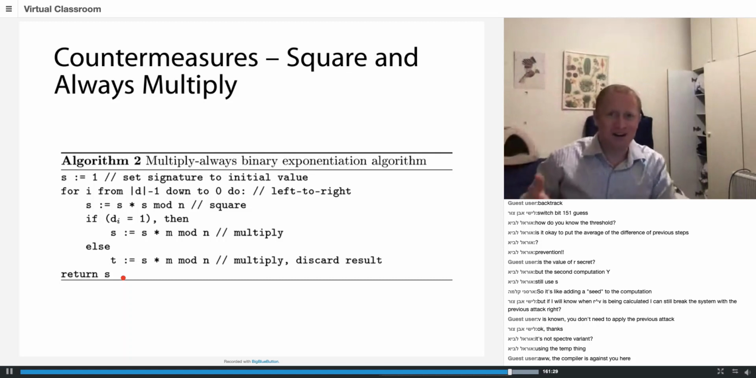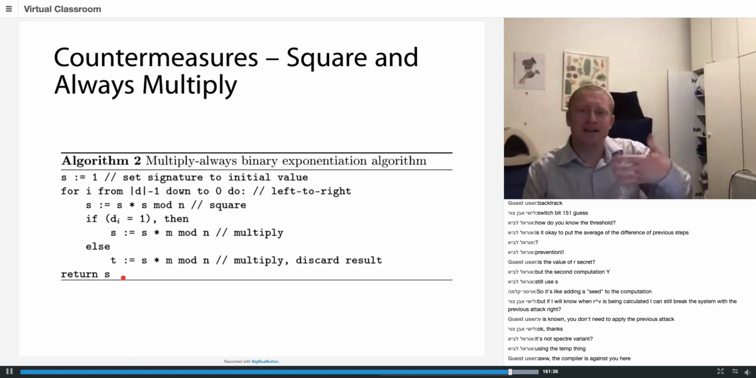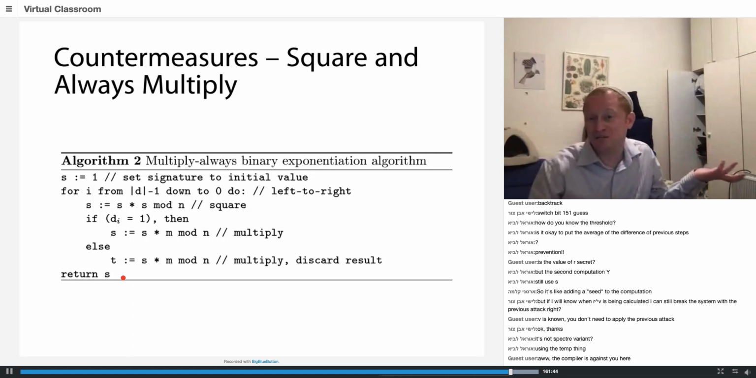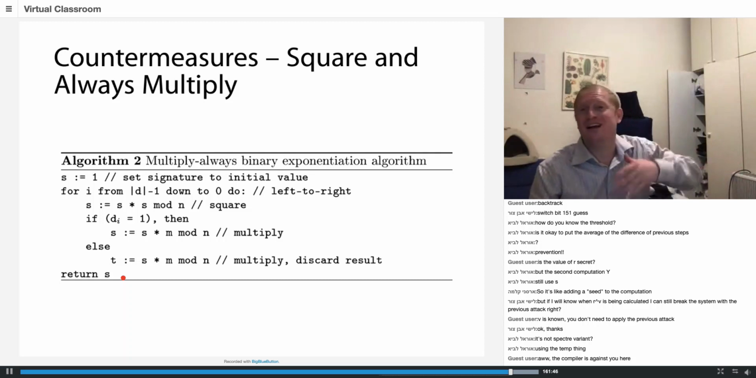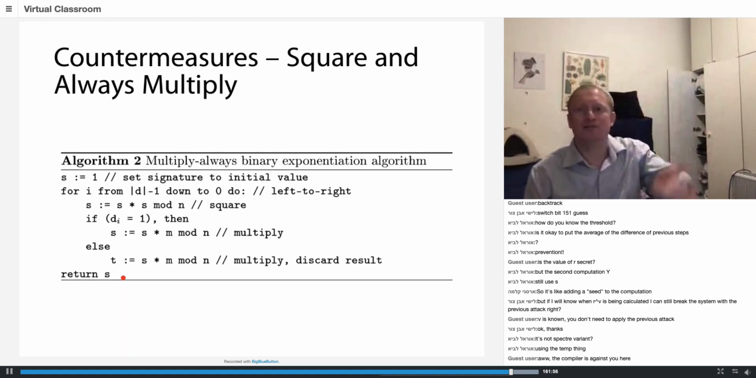I'm not going to do it 9 minutes before the end of the class, but if you look at it, you'll see that the CPU is going to execute t equals s times m very quickly and discard it very fast, taking much less time than the regular multiply. Because again, nobody depends on T, so you'll have to fix that.